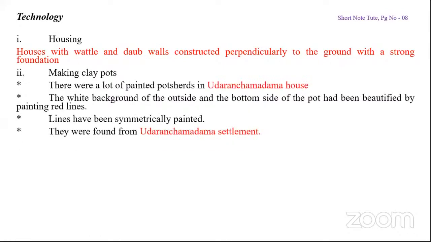Making clay pots. There were a lot of painted potsherds in the Udaranchamadam house. So what is the Udaranchamadam house? That was the ruins of the only house of the proto-historic man that we have found. It had been found from the Udaranchamadam settlement, which belongs to the Ratnapura district. From there, we have found a lot of parts of clay pots. The white background of the outside and the bottom side of the pot had been beautified by painting in red color, and lines have been symmetrically painted.